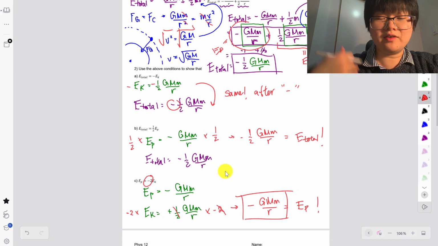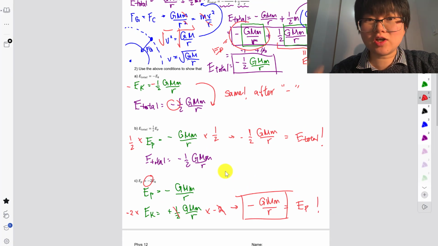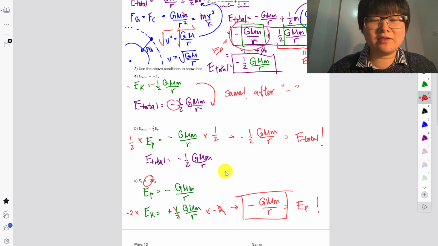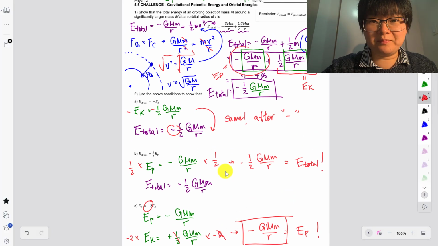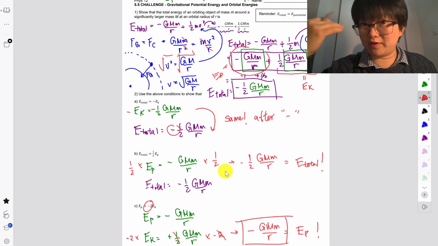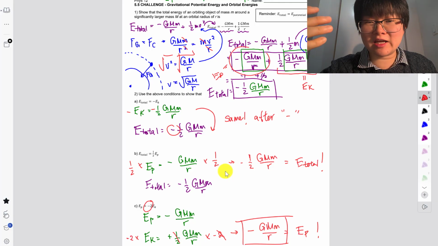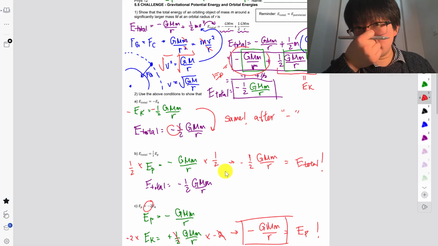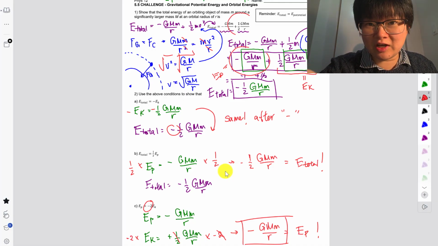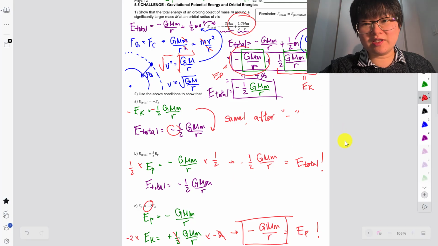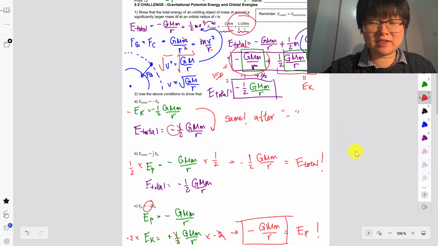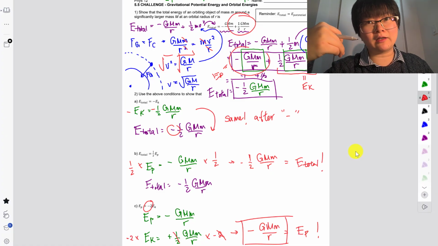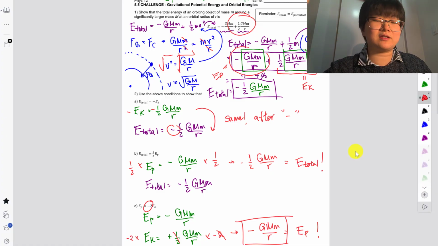So potential energy, kinetic energy, and total energy are all based off of this big G, big M, small m over R. In this video, I've proved how total energy looks very similar to potential energy and kinetic energy, and this is specifically for objects that are in orbit. If they're not in orbit, kinetic energy does not take that form, so we just have to be careful there. In the next video, I'm going to show us how to take all of these relationships and apply them to calculating the total energy of objects that are in orbit.